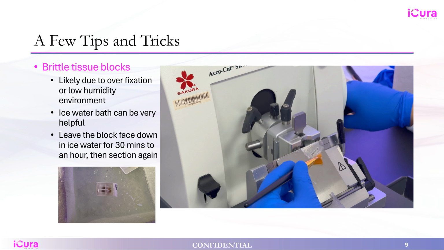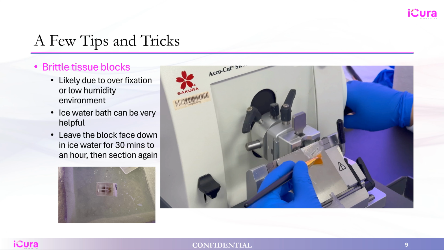Okay, so we have given a brief overview of histopathology specimen processing. Now we want to bring up some tips and tricks for some commonly seen problems in the histo lab. Hopefully those are helpful to you. First one, we'll be talking about brittle tissue blocks.